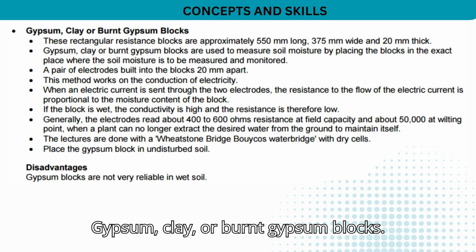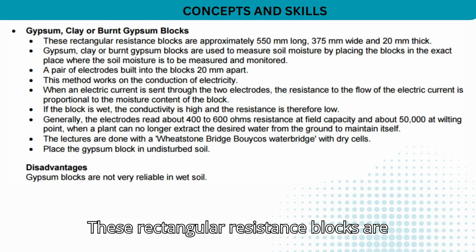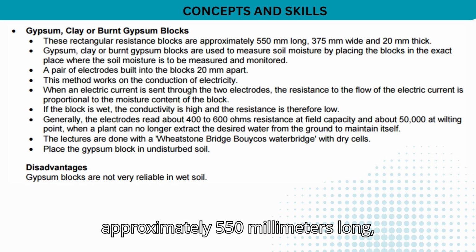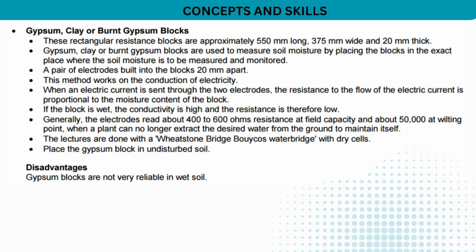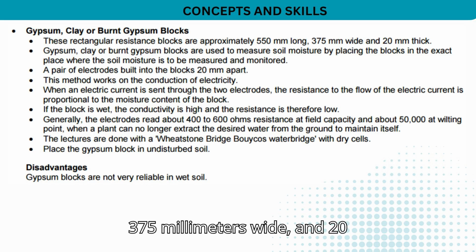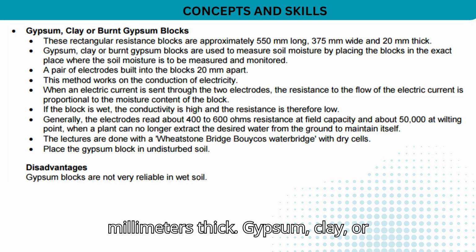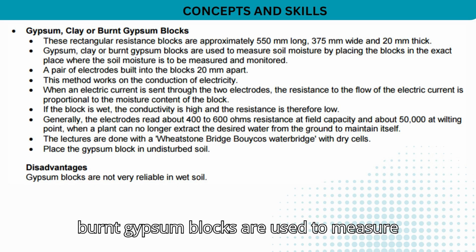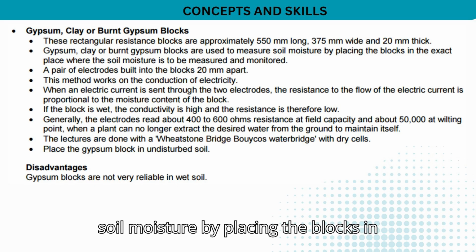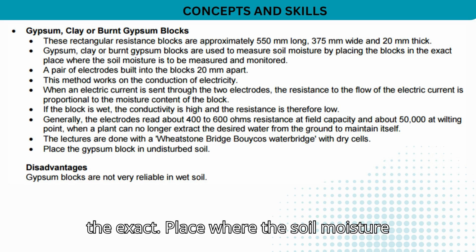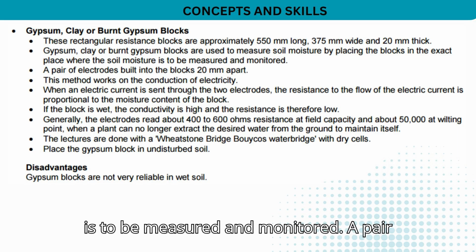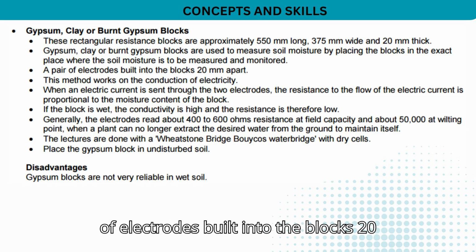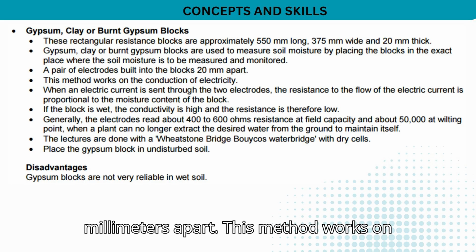Gypsum, clay or burnt gypsum blocks. These rectangular resistance blocks are approximately 550 mm long, 375 mm wide and 20 mm thick. Gypsum, clay or burnt gypsum blocks are used to measure soil moisture by placing the blocks in the exact place where the soil moisture is to be measured and monitored. A pair of electrodes is built into the blocks 20 mm apart.